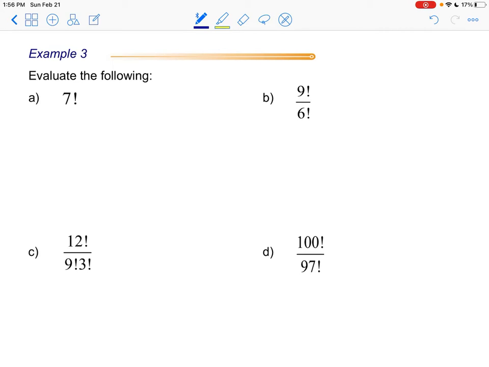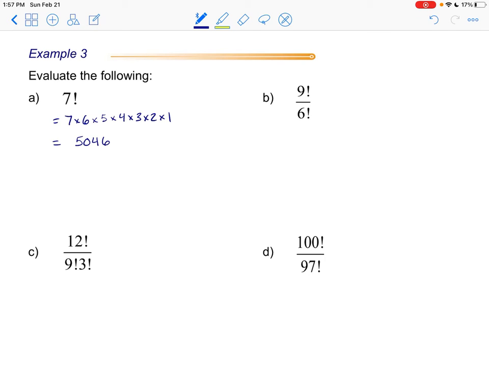Okay, example 3, section 2.2. Let's do some factorial examples now, where we're just looking for a final answer. So the first one here is pretty easy. You can just punch 7 factorial directly into your calculator. Or if you can't do that, you can certainly do this in your calculator, 7 times 6 times 5, like that. You don't need to write that out every time.